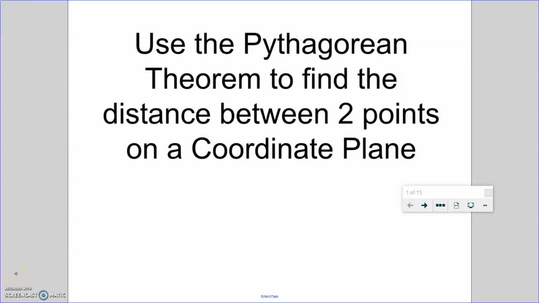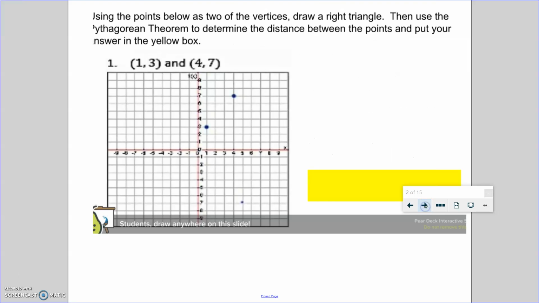Okay, so today we're going to be using the Pythagorean theorem to find the distance between 2 points on a coordinate plane. We are also going to be determining if a Pythagorean triple is true or not. So let's take a first look at our first example. It says using the points below as the two vertices, draw a right triangle. Then use the Pythagorean theorem to determine the distance between the points and put your answer in the yellow box.